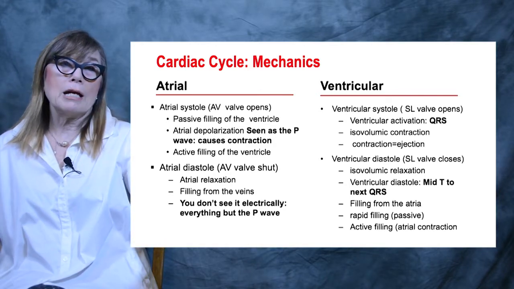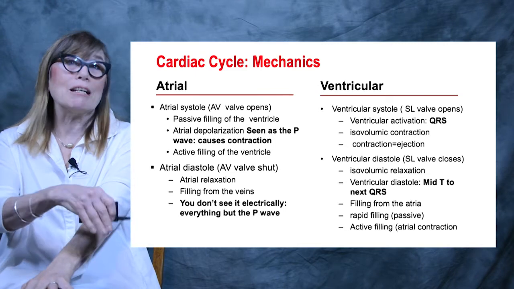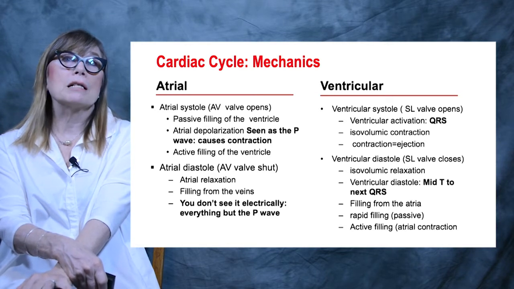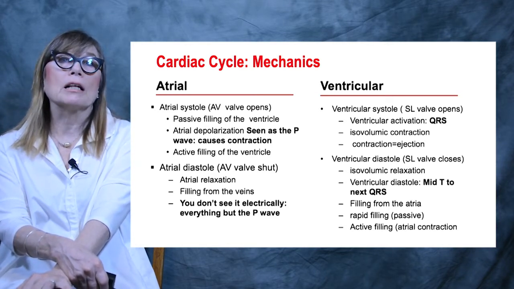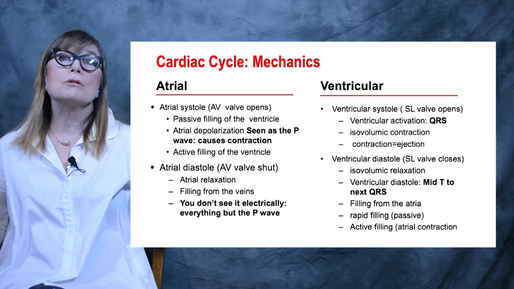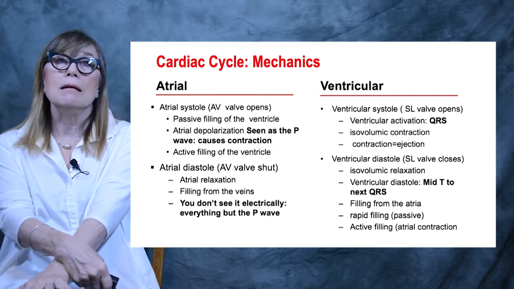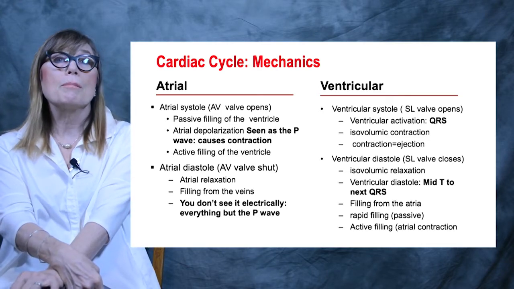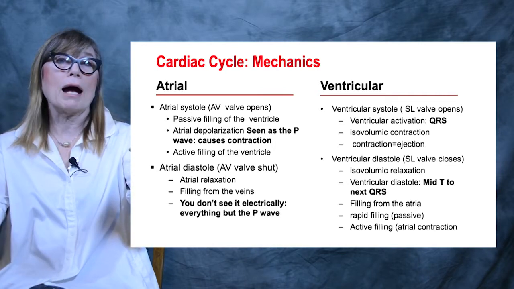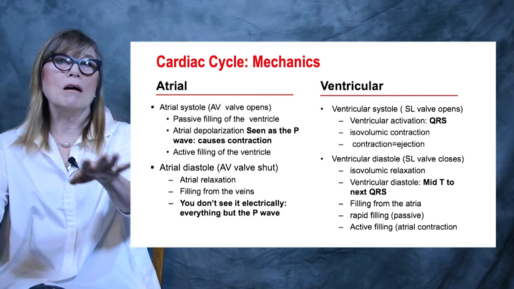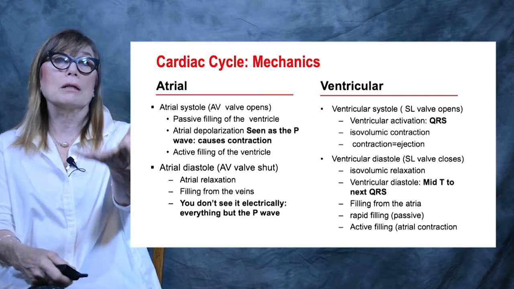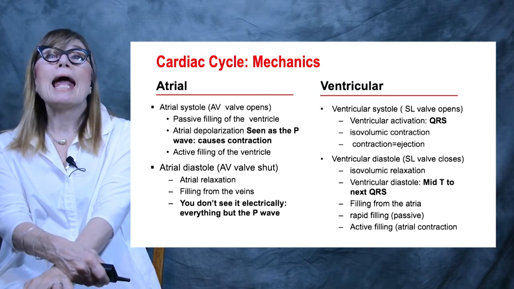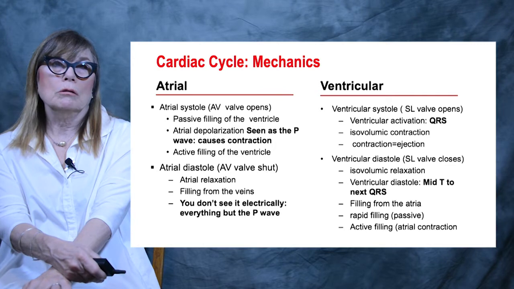Then we have atrial diastole. That would be following the atrial repolarization wave that you never see. The AV valves are shut, the atria is relaxed, and the atria is now filling from the veins. You don't see it electrically. The only thing you ever see is the P wave. That's all you see to tell you about what's happening in the atria. So the P wave, remember, stimulates atrial contraction. The atria contracts, then the AV valve closes. Now the atria relaxes and fills with blood from the vein. Now, the atria is filling the ventricle during diastole.